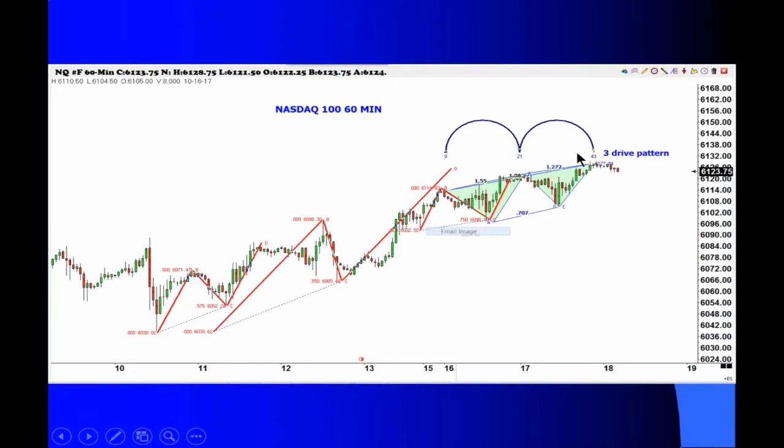This was NASDAQ. I'm doing this on an hourly chart just to show you this is where we were in October, right before we had the pretty substantial breakdown in here, and then we went up and made new highs. But that's the 3-drive pattern right there. You see drive 1, drive 2, drive 3. There's your A, B, C, D pattern right there, and that's what makes it such an interesting pattern.